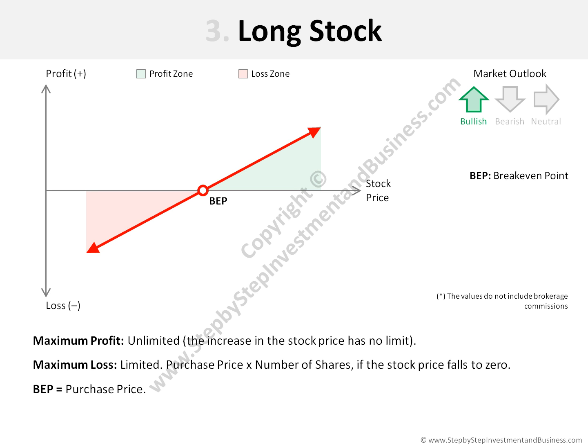The maximum profit on this strategy is unlimited because the increase in the stock price has no limit. On the other hand, the maximum loss that we are exposed to is limited. The most we can lose is equal to the purchase price multiplied by the number of shares. This occurs if the stock price falls to zero. Regarding the break-even point, it is equal to the purchase price.